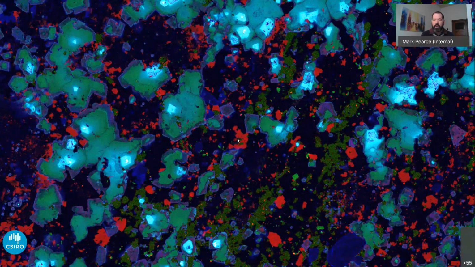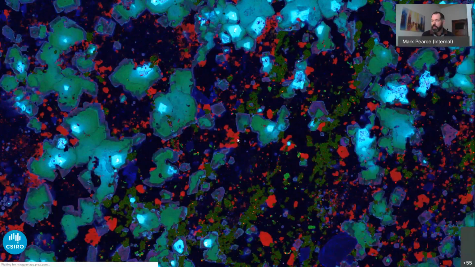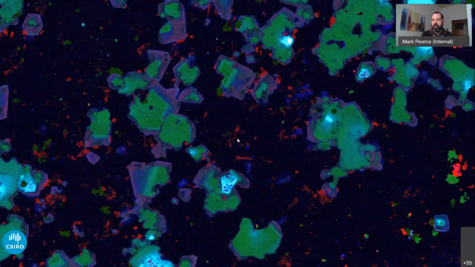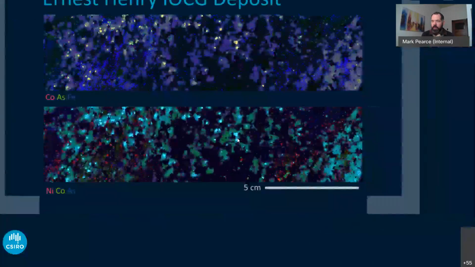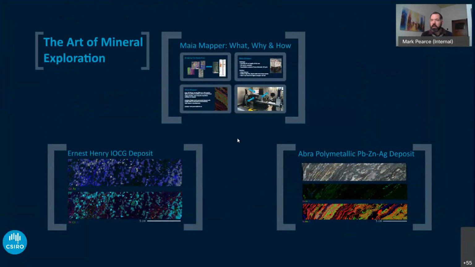And so we can look at the distribution of these elements between different phases, not just limited to one particular phase. Again, if we look at this other generation that lacked the cobalt and arsenic-rich cores, we can see that later generation is nickel-bearing. So I hope that gives you a nice overview of some of the things we can look at with this technique, and I'll pass to, I think, Sam, who's going to talk a bit more about some sediment-hosted deposits.